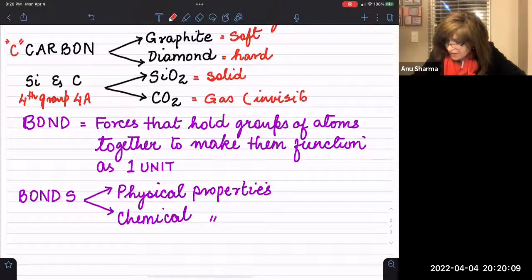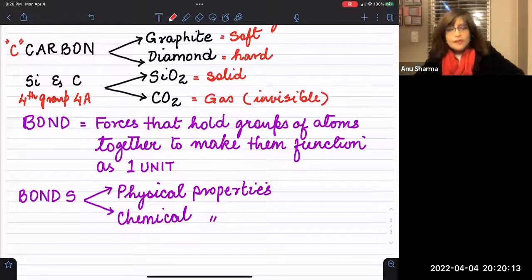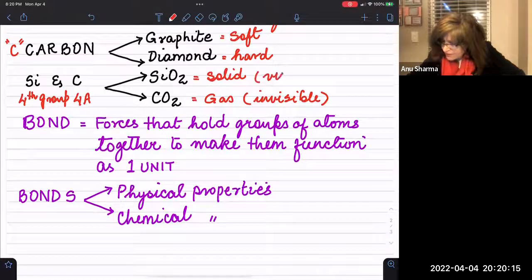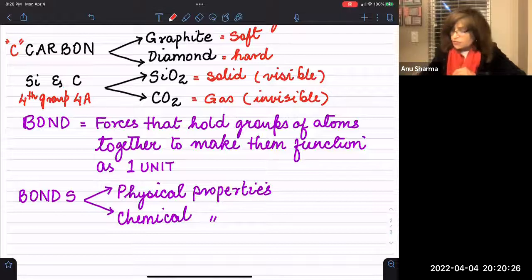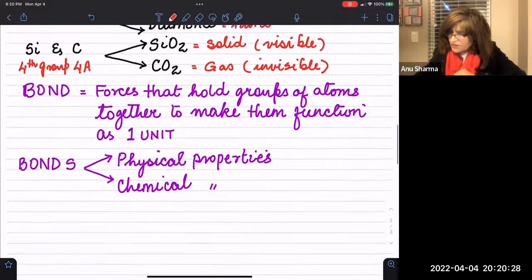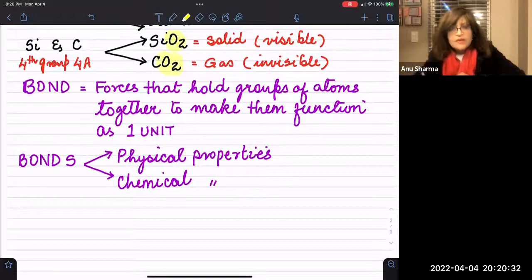So we have one forming a very visible solid and is actually very widely known, silicon dioxide, whereas carbon dioxide is a gas and we can't see it. So why is it that two different substances are formed when oxygen, the same atom, is reacting with both of them? So again, it has something to do with the bonds.